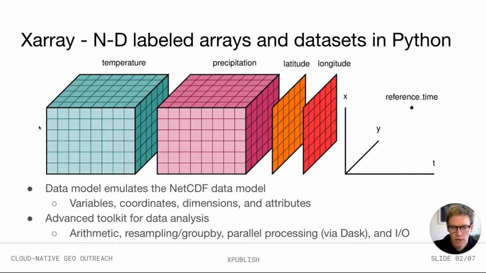Arbitrary dimensions are supported. It has coordinates, so latitude and longitude in this case are coordinates. It has dimensions. X and Y and T are the dimensions of the example dataset here. And then it has arbitrary metadata, things like units and variable descriptions. And on top of this data model is built a toolkit that supports a wide range of data analysis and data processing tasks. So things like arithmetic, resampling and group by. It does parallel processing via the Dask library. And then it has a wide range of backends for reading and writing Xarray datasets.